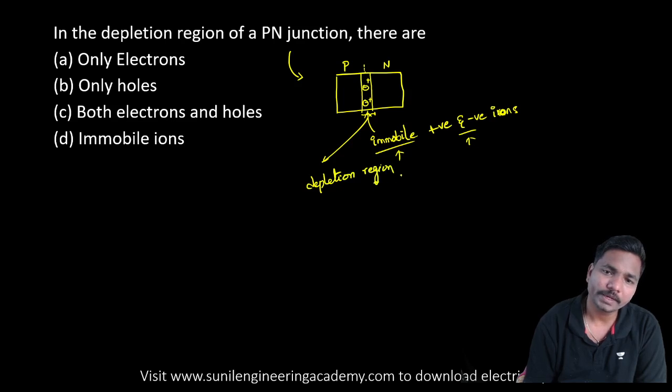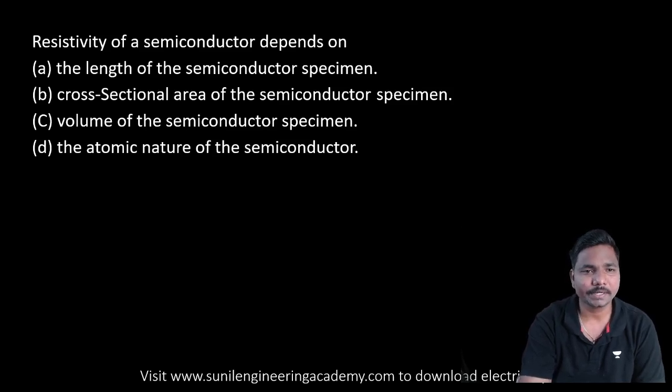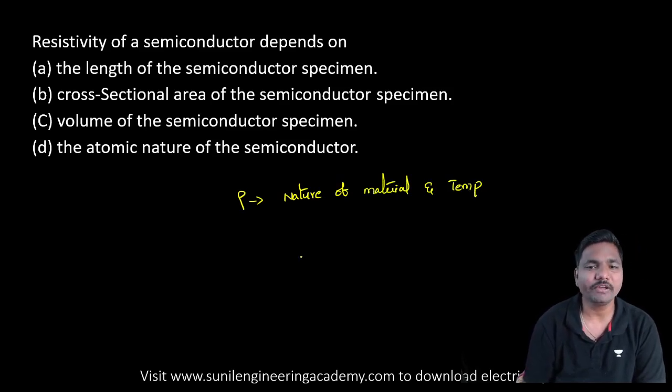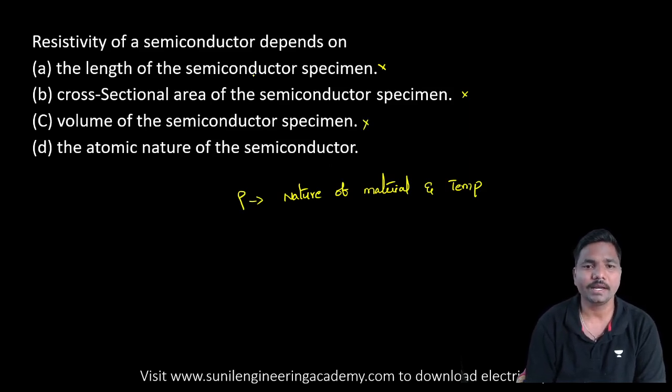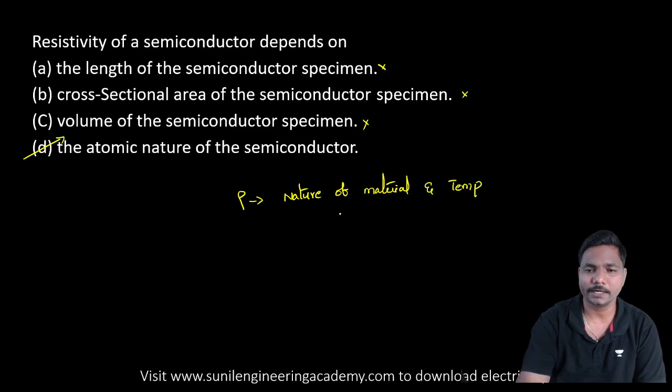Coming to the next one, a very important question, guys: resistivity of a semiconductor depends upon dash. We know very well resistivity depends upon the nature or type of material and also temperature. But it does not depend on physical quantities. Length, it may not depend. Cross-section area, it may not depend. Volume, it may not depend. All these are physical quantities, length, area, volume, and it does not depend on any of them. It depends on the atomic nature of the semiconductor, that is, the type or nature of the material.